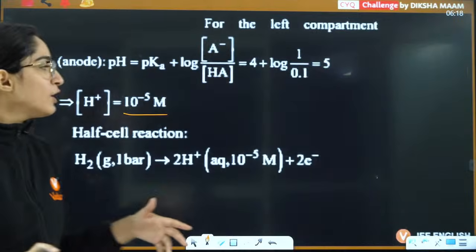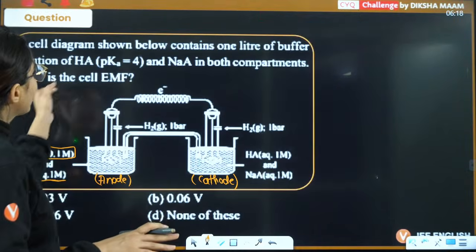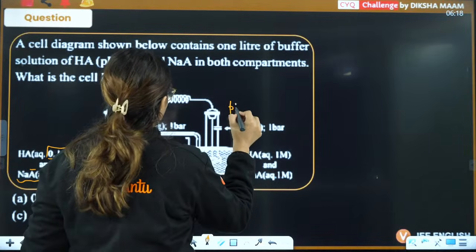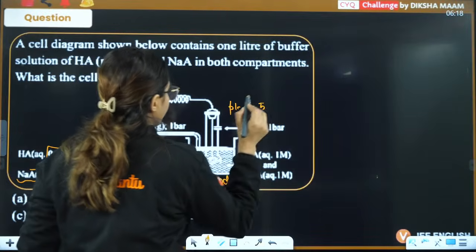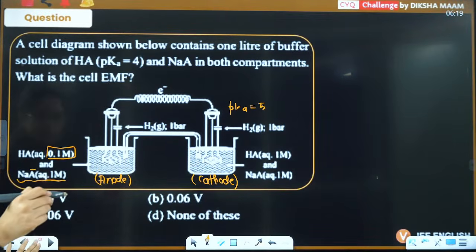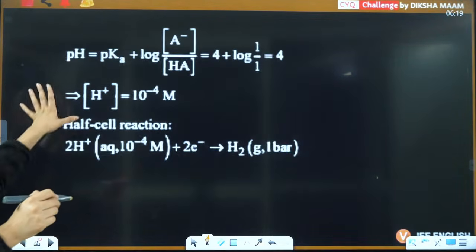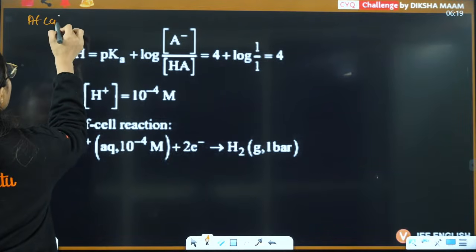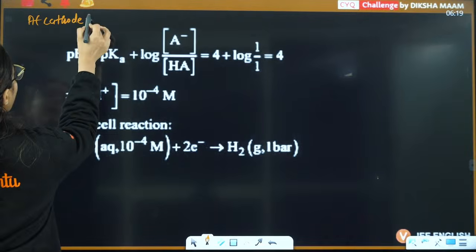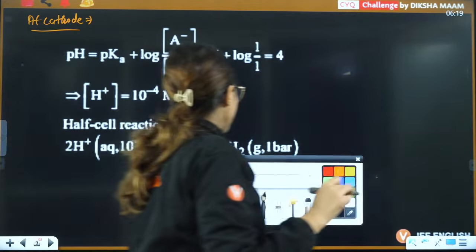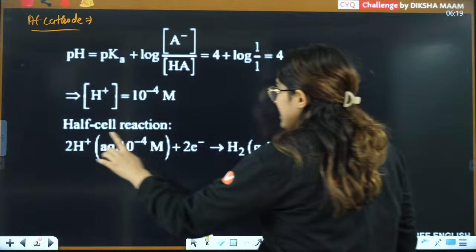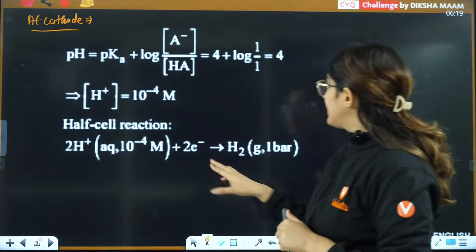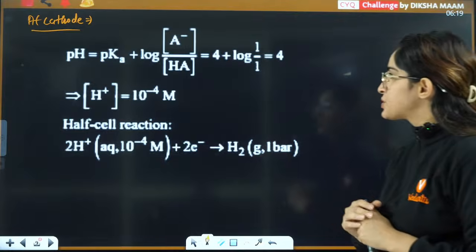Now similarly on the cathode side, I think they have not mentioned it here, but the pKa value is given to be 5. This is the reaction at the cathode. At the cathode, there will be gain of electrons, so H positive will be converted to H2. It will gain 2 electrons and be converted to this.